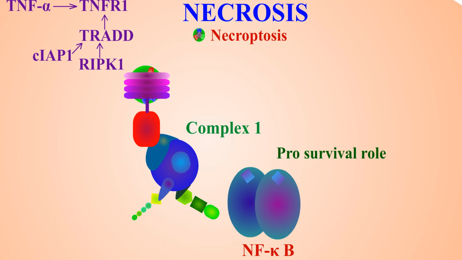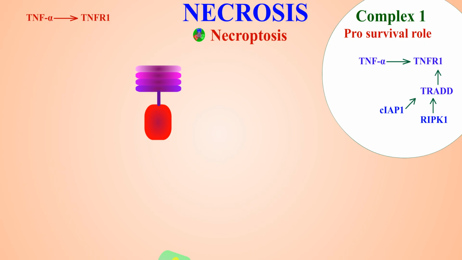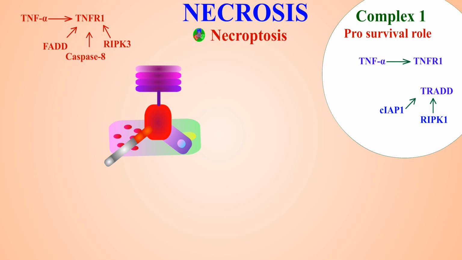Complex 1 plays a pro-survival role through NF-kappa B. Complex 2 forms on ubiquitination of RIPK1. Upon ubiquitination, RIPK1 will dissociate from TNF-R1 and recruit FADD, caspase 8, and RIPK3.